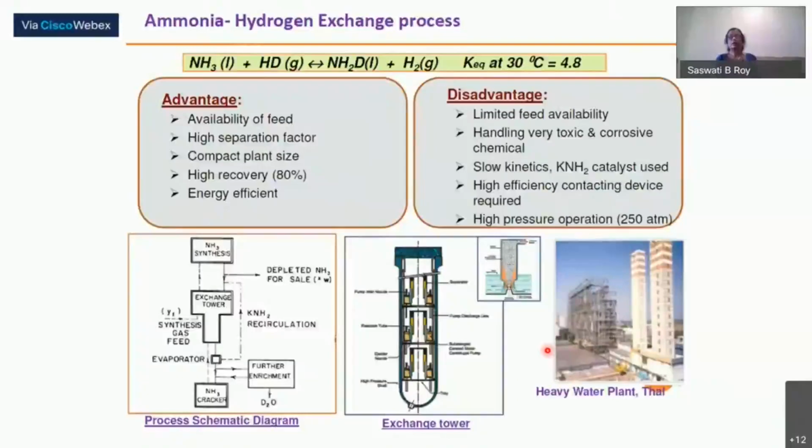Then ammonia is also toxic and corrosive. It has slightly slower kinetics, so potassium amide is used as a catalyst for the system. High efficiency contacting equipment is required, so contactors having specific intermediate processes in that. And for pressure, the high pressure option is around 250 atmospheres. So we have to design the columns in that way.